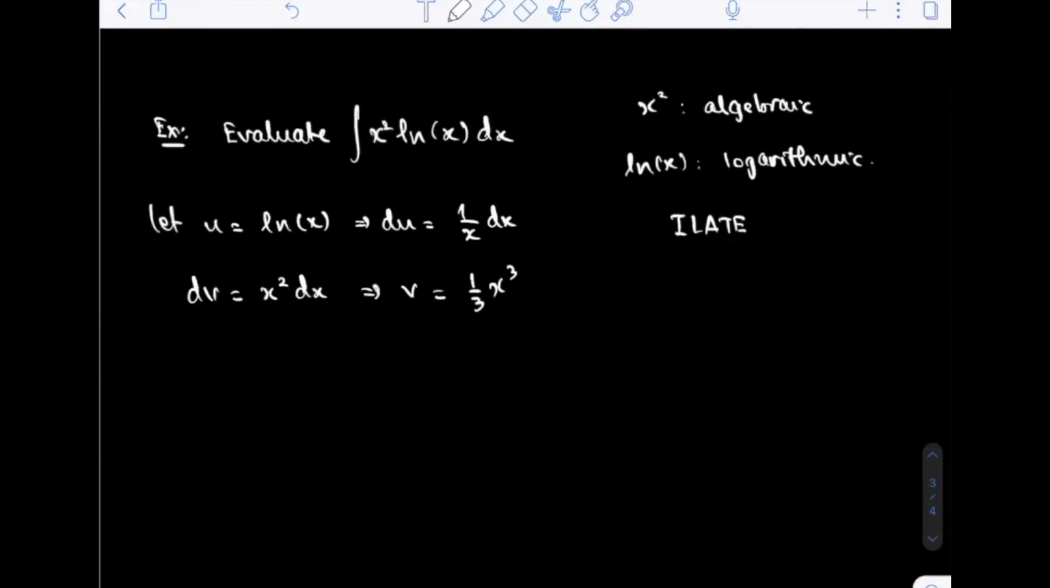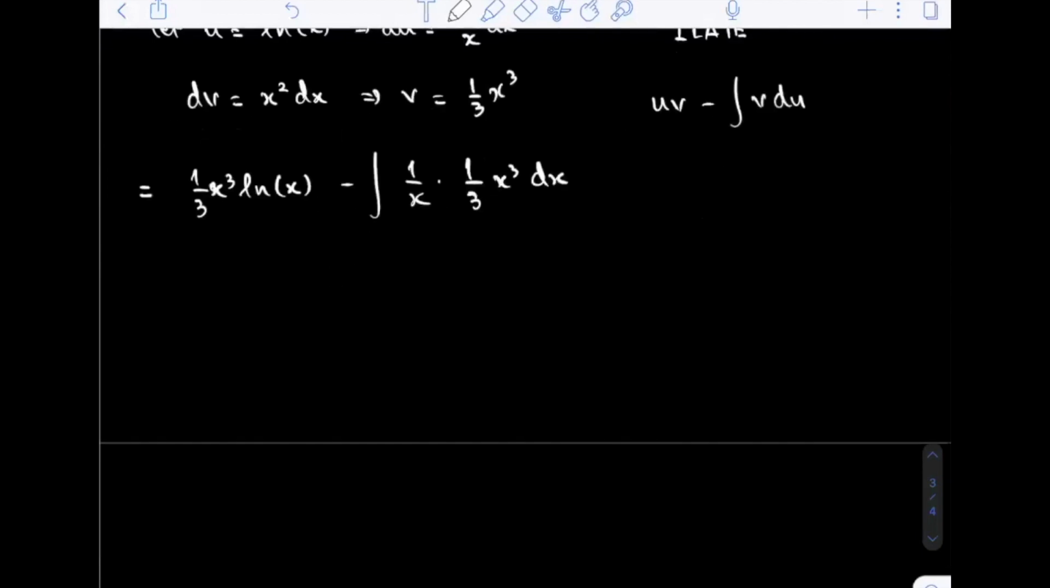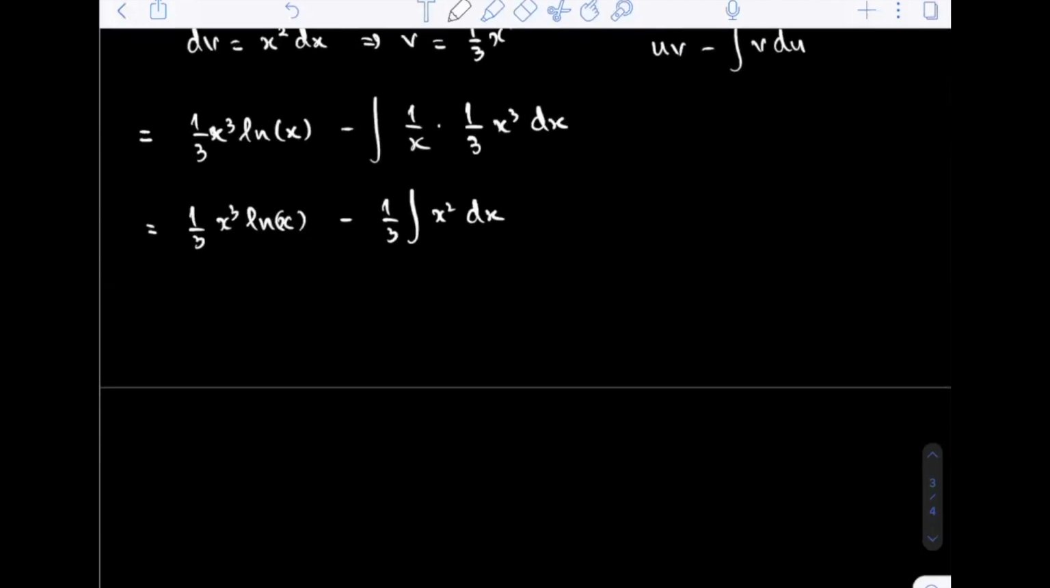Once again, the integration by parts formula is uv minus the integral of v du. You get 1/3 x cubed times ln of x minus the integral of 1 over x times 1/3 x cubed dx. So you can simplify the integral: 1/3 times the integral of x squared dx. And so the antiderivative of x squared is 1/3 x cubed.